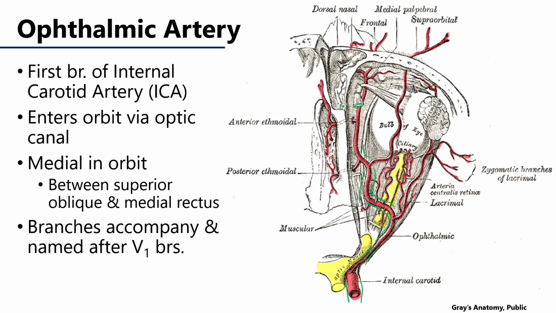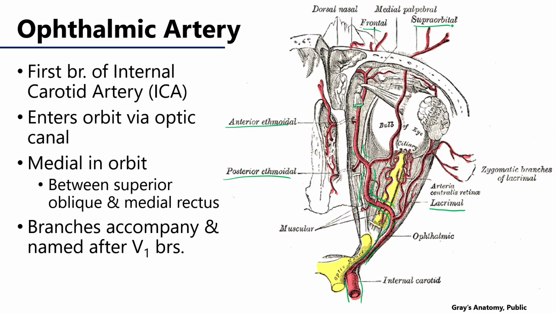There are very many branches to the ophthalmic artery. We're not going to ask you to name them or identify them, but suffice it to say, most of them are named for their accompanying V1 branches. So, for instance, there is a lacrimal branch of the ophthalmic artery. There are anterior and posterior ethmoidal branches. There's a frontal branch and a supraorbital branch. So if you can think of a V1 branch, there's probably also an ophthalmic artery branch to match it.